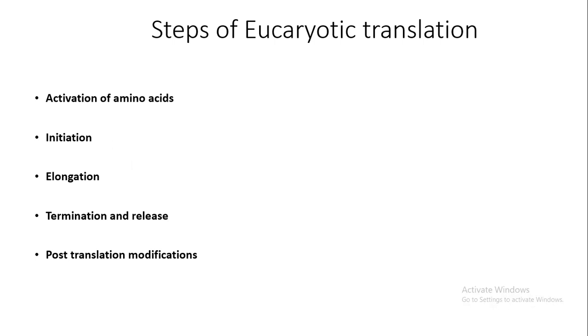first 4 stages, that is activation, initiation, elongation, and termination, are the main stages of translation, and post-translational modifications are basically the changes that are happening in the protein once it has been synthesized.